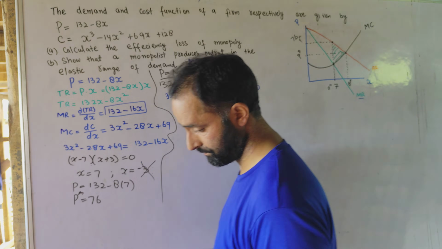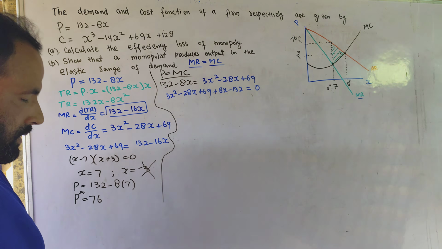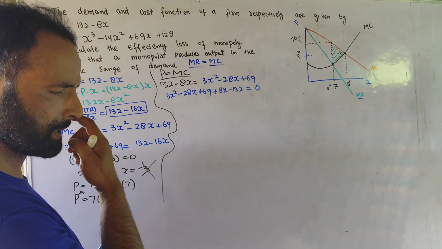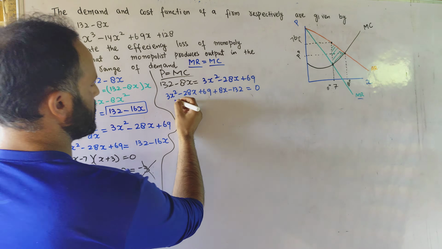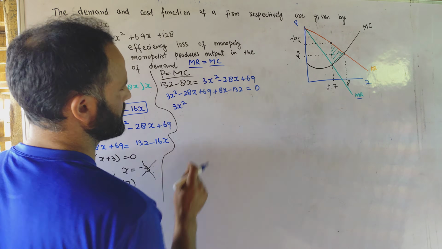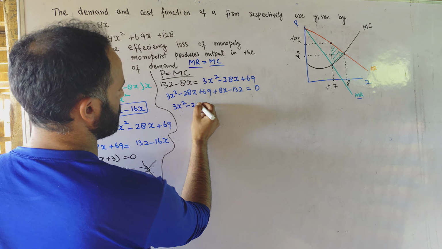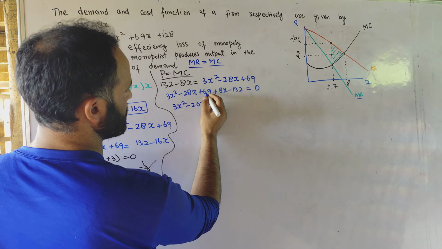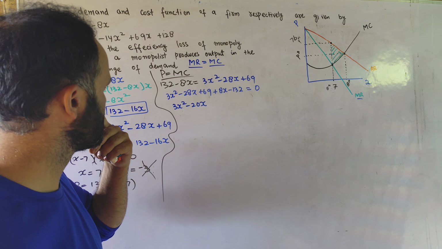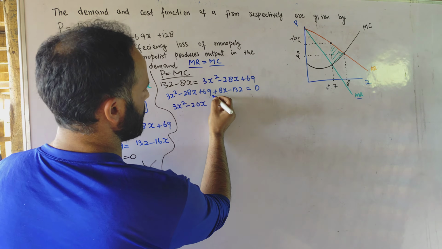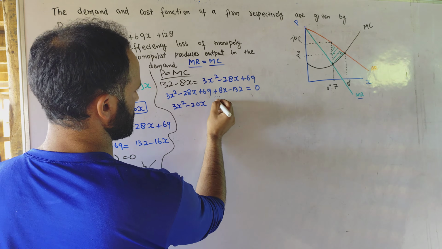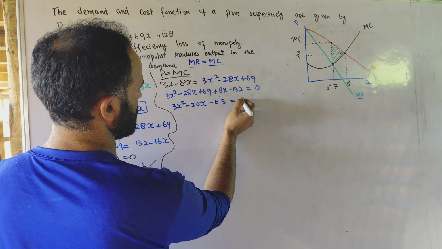So we have to do the factorization to find out the roots here. So we have 3x square first, then we have minus 28x plus 8x, so this is minus 20x. I hope I am doing it correctly. Then we have 69 minus 132, that is 132 minus 69, which is 63. Obviously it is negative.